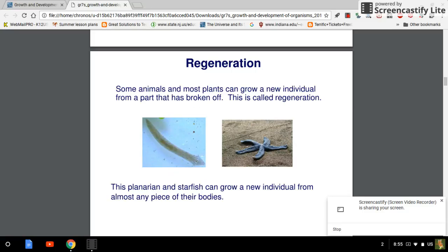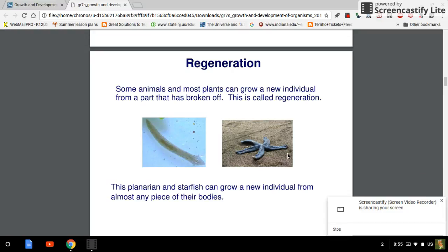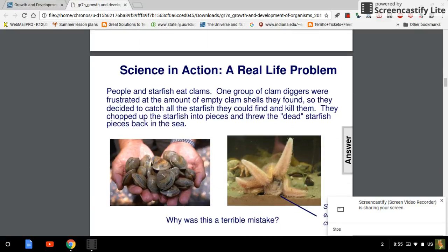Okay, there's regeneration. Some animals and most plants can grow a new individual from the part that has broken off. This is called regeneration. This is a planaria here, and this is a starfish, also called a sea star. They can grow into a new individual from almost any piece of their body. Science in action. This is a real life problem.